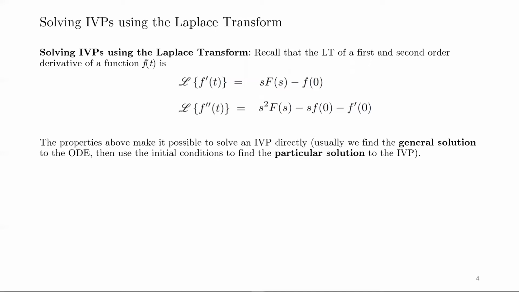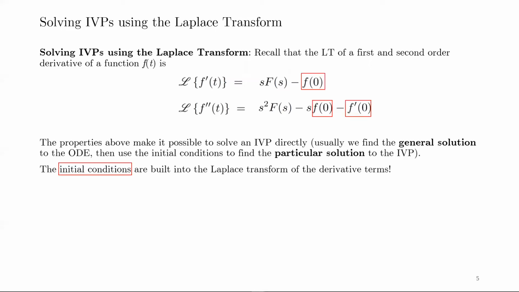Okay, so previously what we've done is we've found the general solution to the ODE and then used the initial conditions to find the particular solution to the initial value problem. But the really nice thing about this Laplace transform method, or at least one of the really nice things, is that the initial conditions are built into the Laplace transform. The initial condition on f appears in both of these terms here, and the initial condition on f prime also appears in the Laplace transform of the second derivative. So this is a really nice property of the Laplace transform, that we can integrate the initial conditions into the Laplace transform method. We don't have to do it separately at the end.